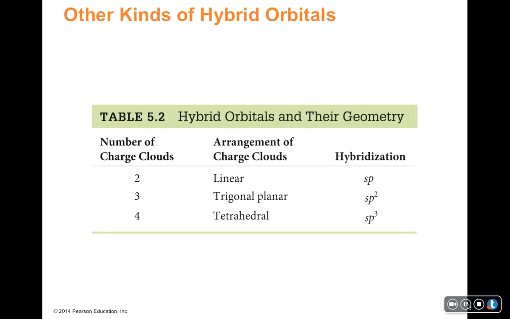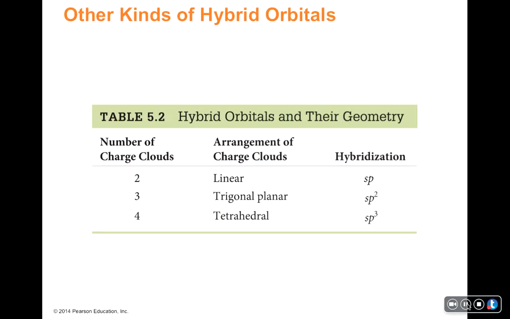That means you'll have 2 sp hybrid orbitals available. If you have 3 charge clouds, you're going to throw in the electron from the s orbital, and then you'll have an electron in each of 2 p orbitals. So you throw in an s and 2 p's, so the hybridization there is sp2, because that's what you threw into the pot.